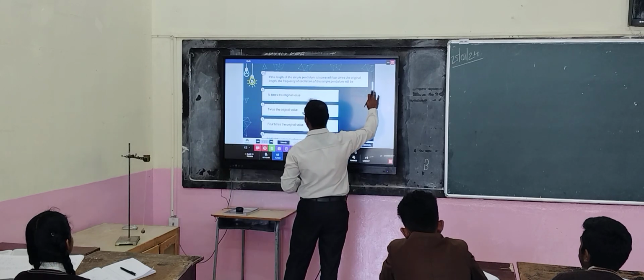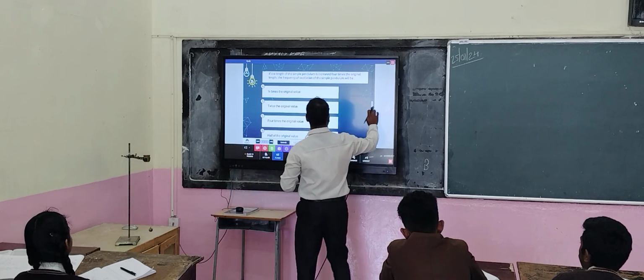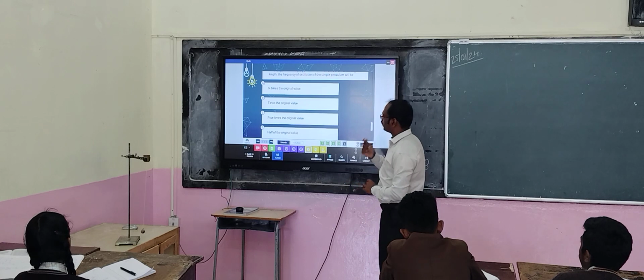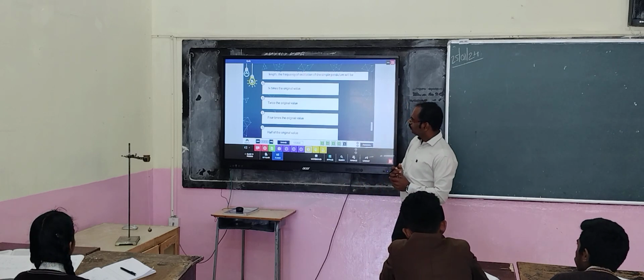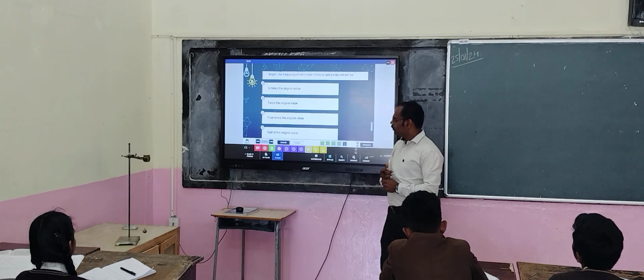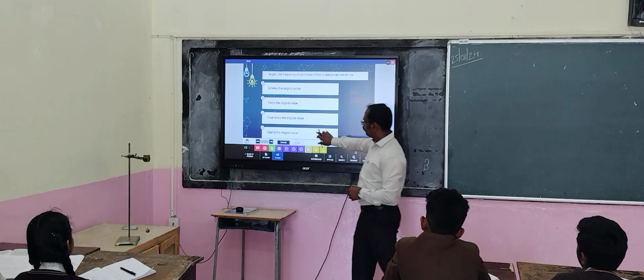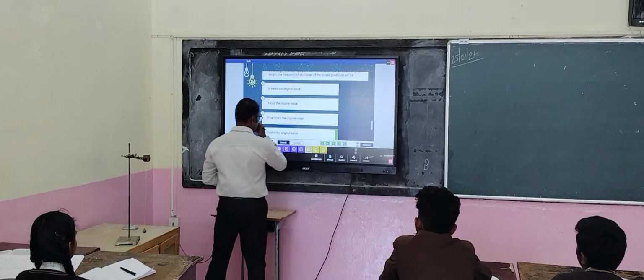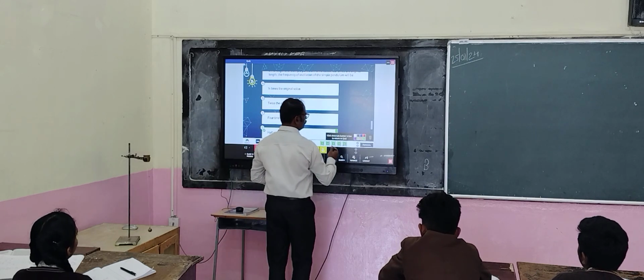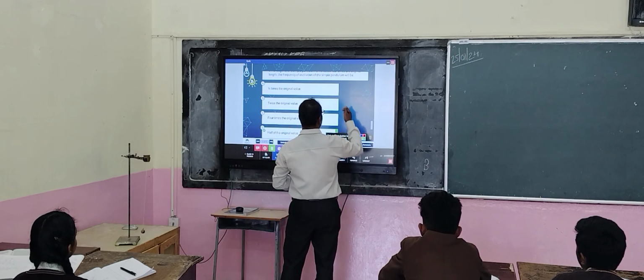So 4 options are there. The first option is 1 by 4 times the original value. Second option is twice the original value. Third one is 4 times the original value. Half of the original value. Okay. Half of the original value, because we know that we have the equation for the frequency.